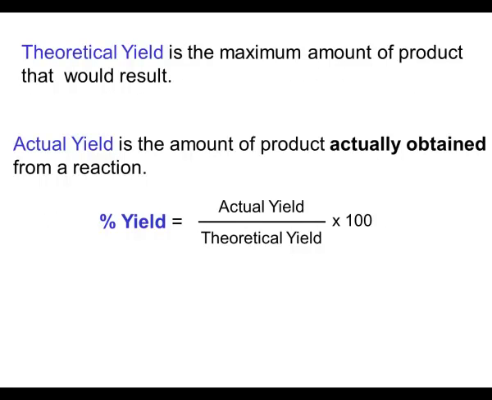Theoretical yield is the maximum amount of product that would result from a reaction. The actual yield is the amount of product actually obtained by experiment from the reaction. The percent yield is the actual yield divided by the theoretical yield times 100.